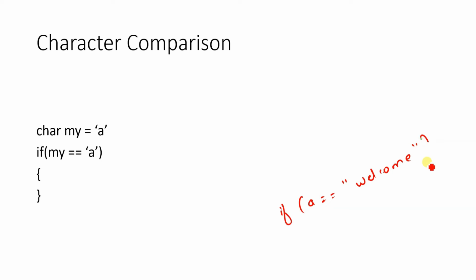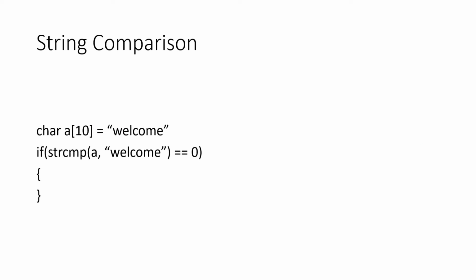So when it comes to string comparison, things become a little bit different. If it is a single character like this, you can do it in this way. But if it is a string, if it is a character array, then this kind of declaration or comparison does not work in C. Instead, we use a special function called strcmp.